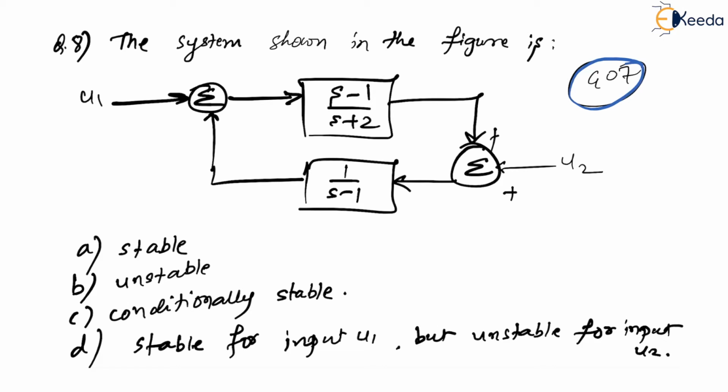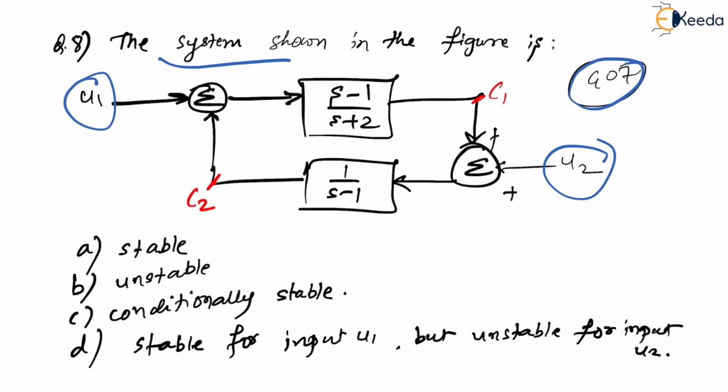Yes, dear, it is GATE 2007 question. Okay. The system shown in the figure is stable, unstable, conditionally stable, or stable for input U1 or stable for input U2. That is what we have to check. Now, if you see, you have got the inputs, U1 and U2, but they have not at all given you the outputs. So, we will assume some outputs. Let us say here the output is C1, and here let us say the output is C2. How does that matter? I am assuming it. No problem.